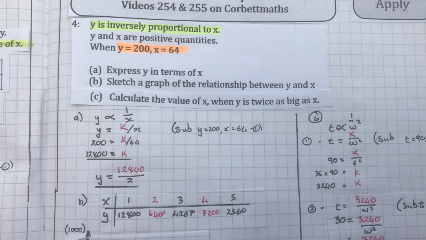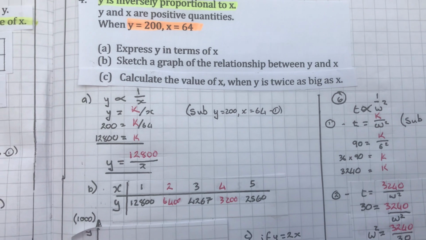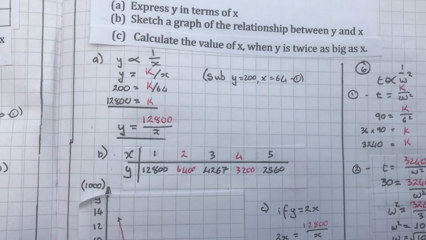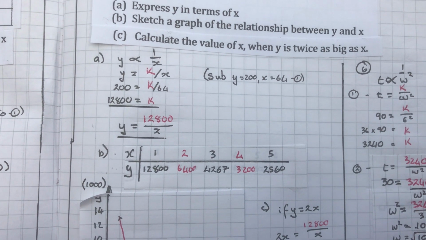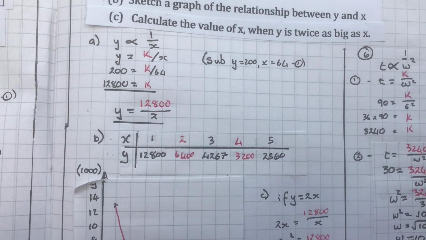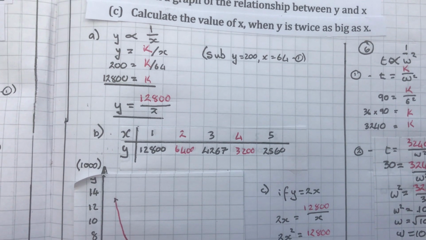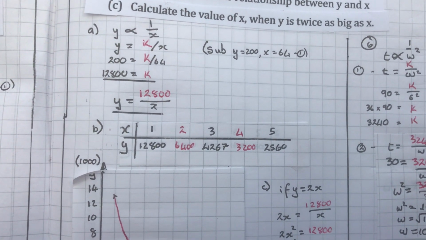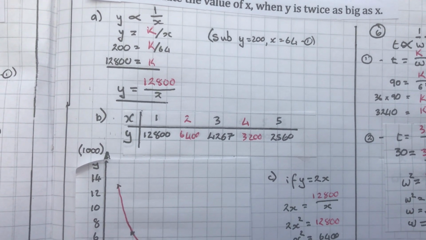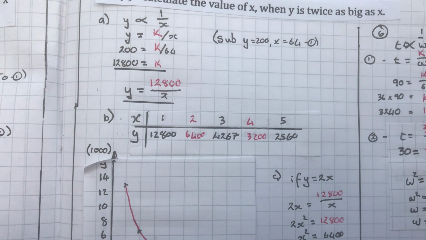Well, it's told me it's inversely proportional, so y will be equal to k divided by x. If I substitute in the two values they've given me, x is 64, y is 200, I will find k is 12,800. I substitute that back into the initial equation, so I get y equals 12,800 over x.